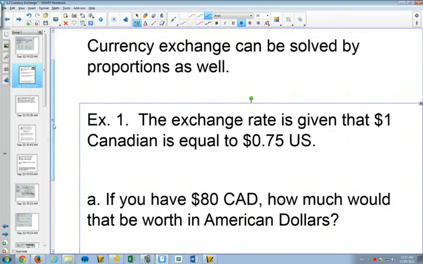I checked this morning. The exchange rate is 1 Canadian dollar is equal to 75 cents US. Right? 3 years ago, 1 Canadian dollar was 1 US dollar. The highest I've ever seen it is 1 Canadian dollar was $1.12. So then the Canadian dollar was worth even more than the US dollar. That would have been really nice right now.